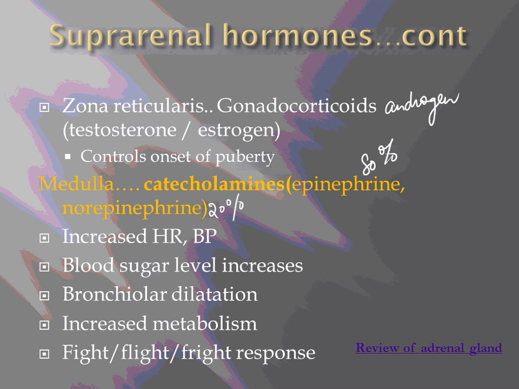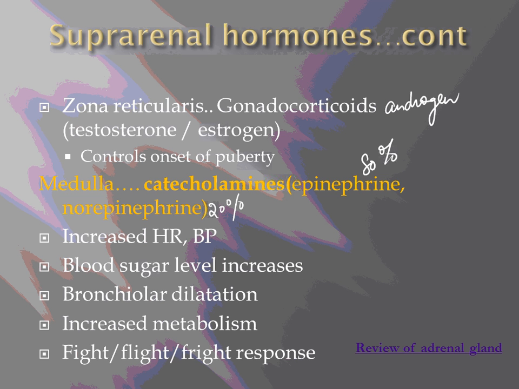Most of their actions are pretty similar, just that epinephrine tends to act more on the heart and the bronchial musculature. Norepinephrine tends to act more on the blood vessels. But otherwise, most of their actions are pretty similar. So it's just like the sympathetic nervous system, which means they cause an increase in heart rate, they cause vasoconstriction, so they increase the blood pressure by raising peripheral resistance.